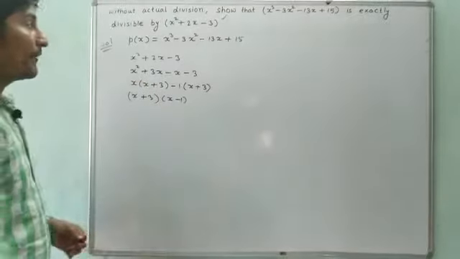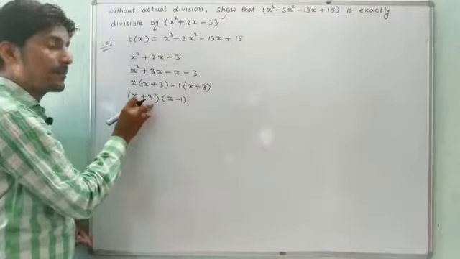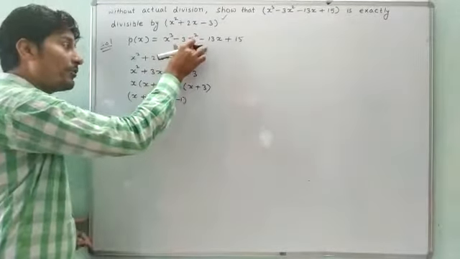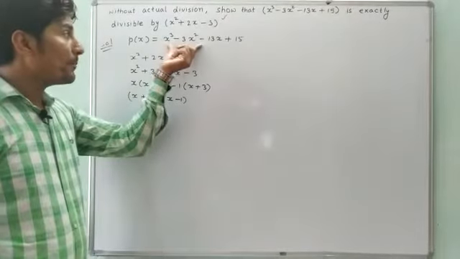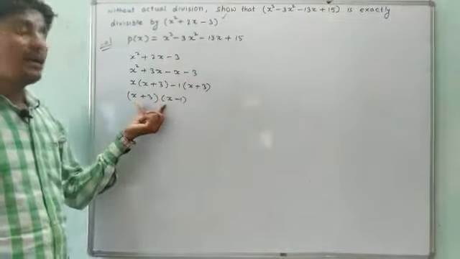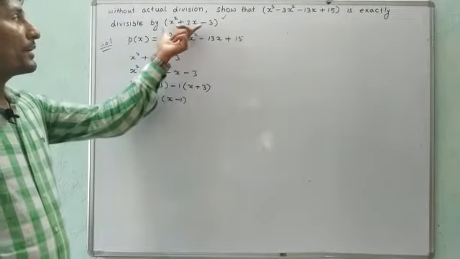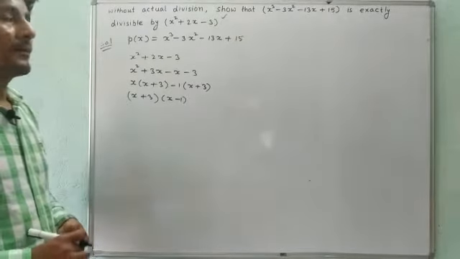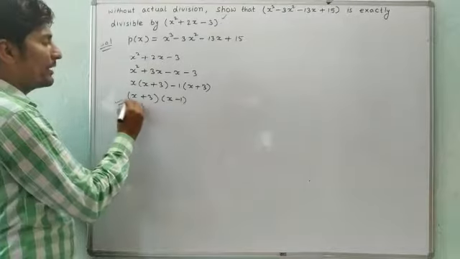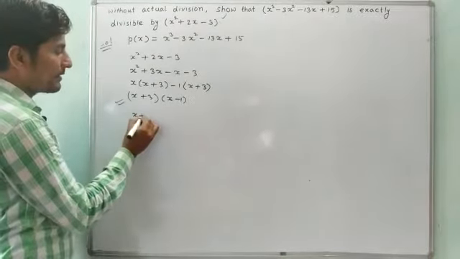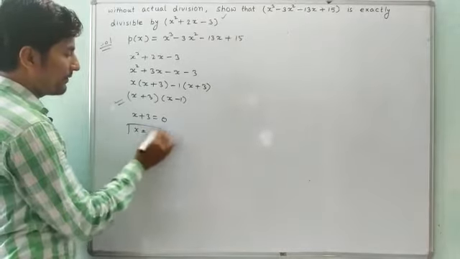Now we have to check whether the polynomial p(x) is completely divisible by x plus 3 or not, and whether the same polynomial is completely divisible by x minus 1 or not. If this polynomial is divisible by both, then we can say that p(x) is also divisible by x squared plus 2x minus 3. First, we check with x plus 3. x plus 3 equals 0, hence x equals minus 3.